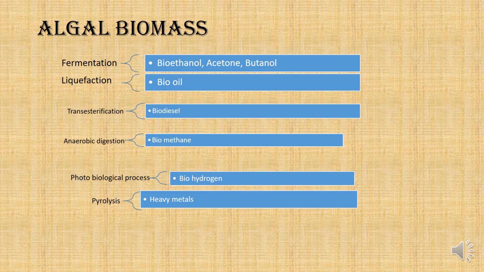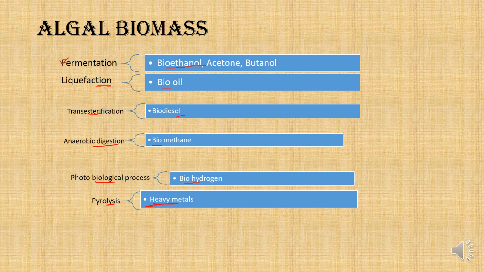We see that the process for production is different. For bioethanol and acetone and butanol, we use fermentation of the algal biomass. But for bio oil production, we use liquefaction. For biodiesel production, it is transesterification. And for biomethane, that is biogas, we use anaerobic digestion. We also produce biohydrogen by a photobiological process, and by pyrolysis of the biomass, we get other products.